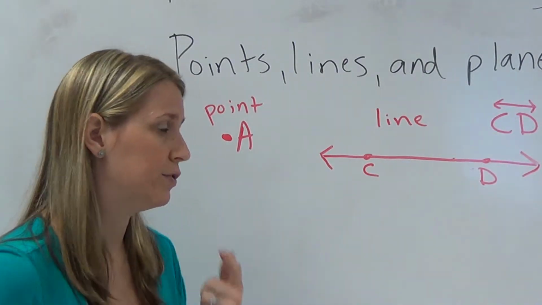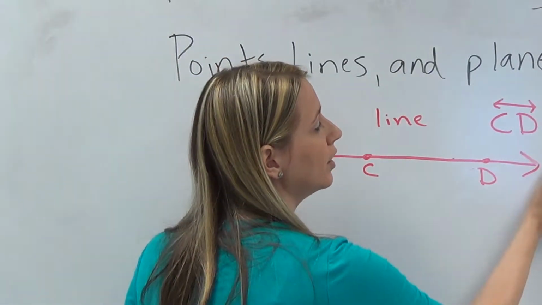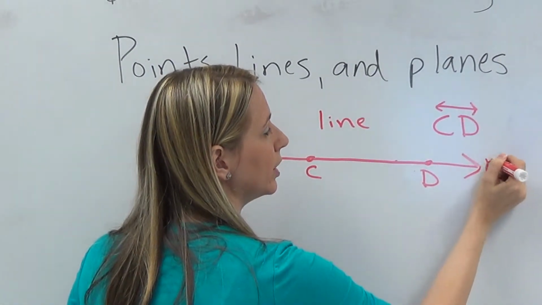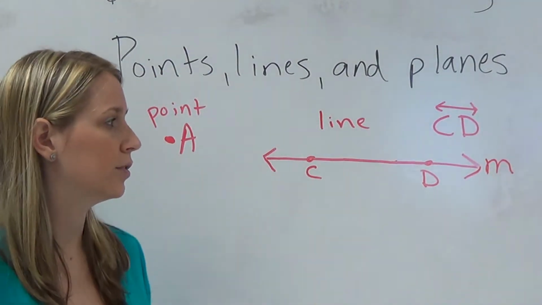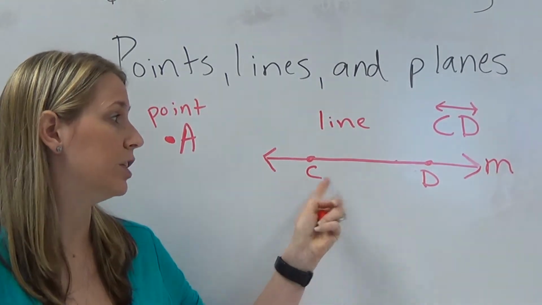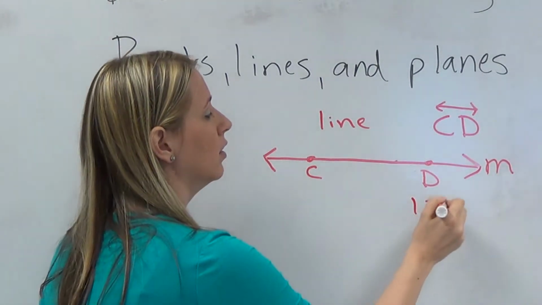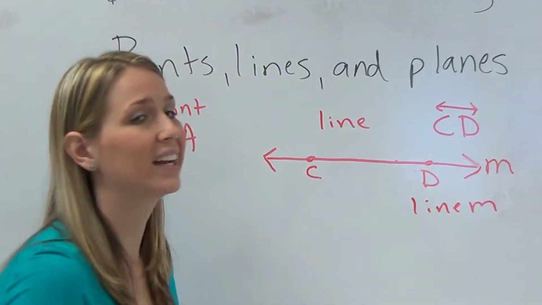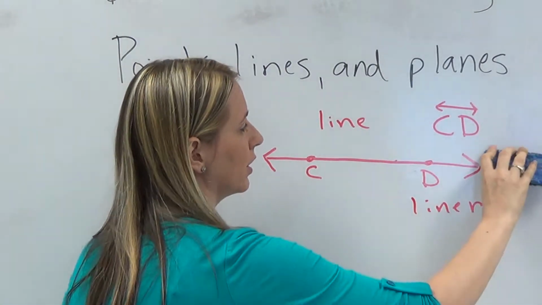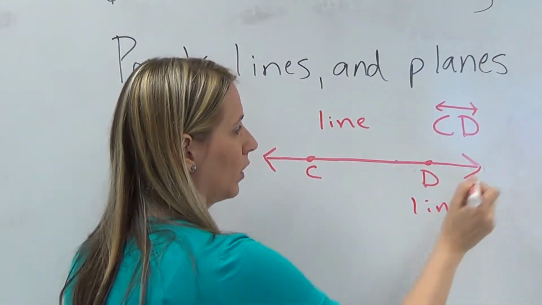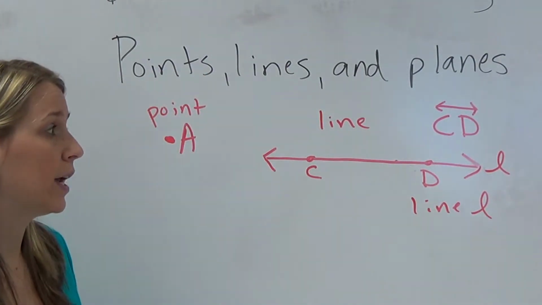Another way you can name a line is if you have a random letter, not a point, but a random lowercase letter, like let's say I have a little cursive m out here. It doesn't really have to be cursive, but it has to be lowercase to distinguish the difference from the points. I can call that line m, or line n, or line L. L is a popular name, so I could call it line L. And those are the two ways we name a line.